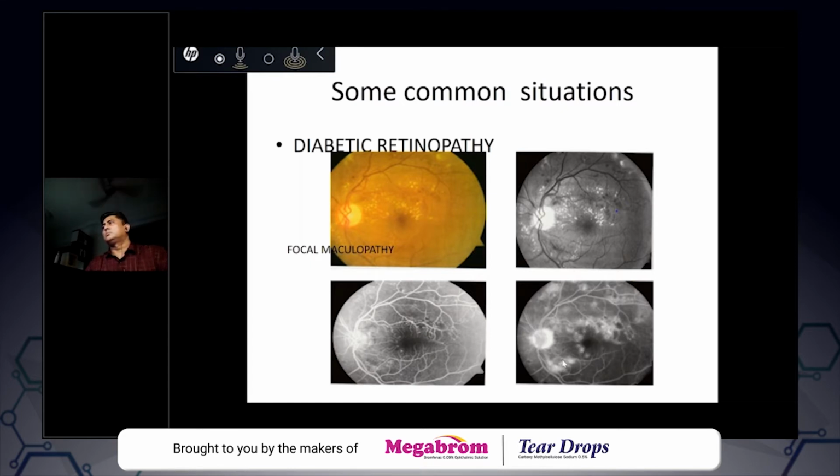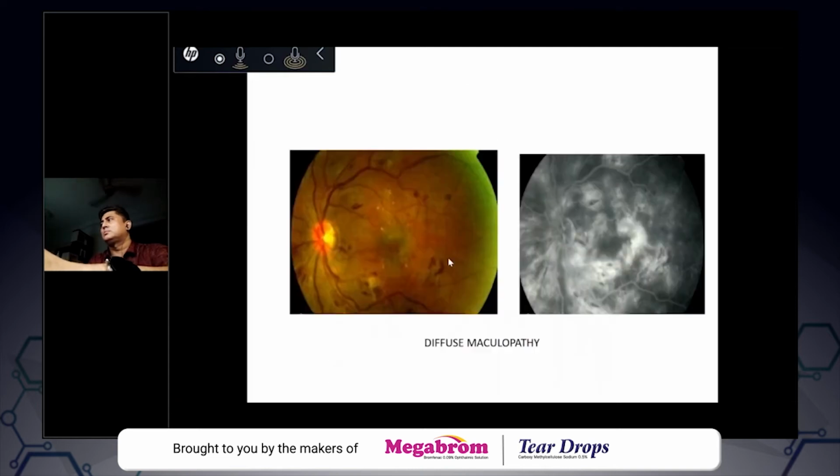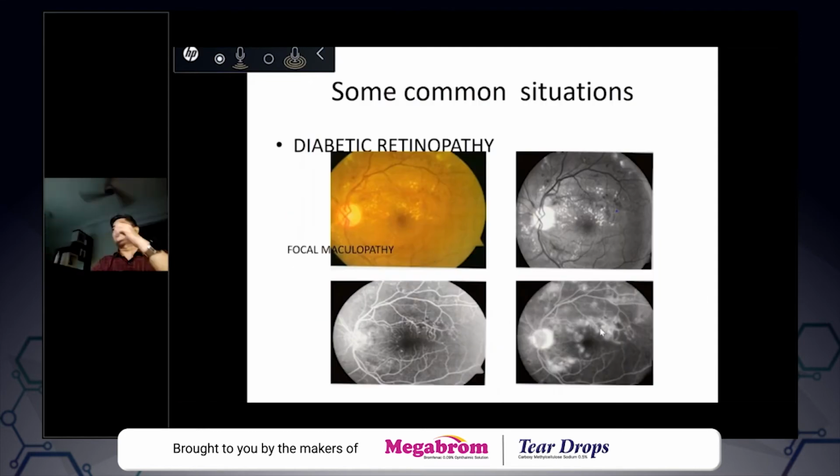So it is very important to find out these microaneurysms and leaks while you do fluorescein angiogram, while you treat patients with diabetic retinopathy. So this is a focal lesion. The microaneurysm is just leaking, so it is called a focal leak. So that is a focal maculopathy. Look at this patient. It's actually the microaneurysm that is leaking.